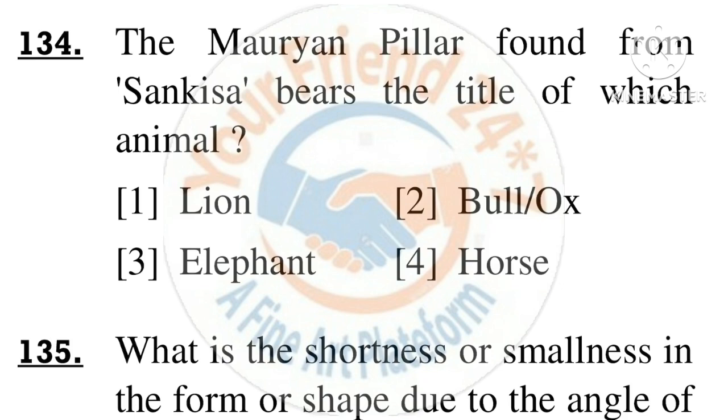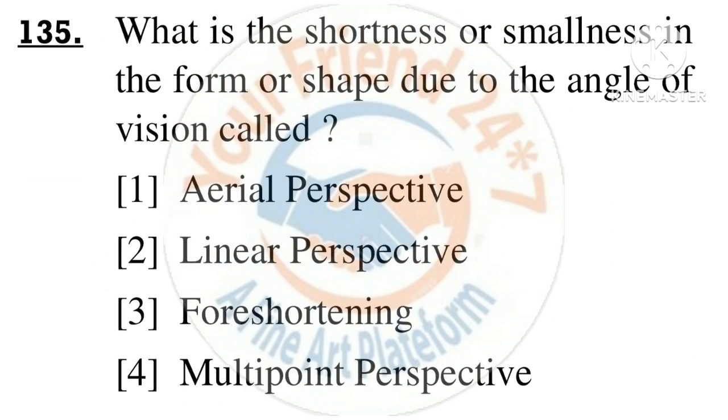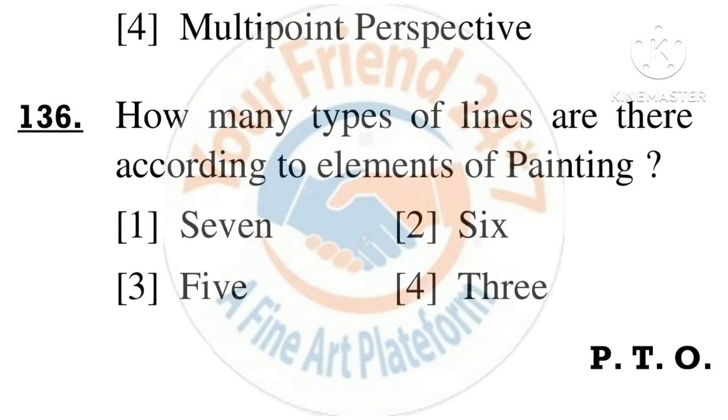Option number 4. Important question, the Mauryan pillar found from Sankisa bears the title of which animal? Elephant is the right answer. Number 3. What is the shortness or smallness in the form or shape due to the angle of vision called? Is called foreshortening. Foreshortening is the right answer.